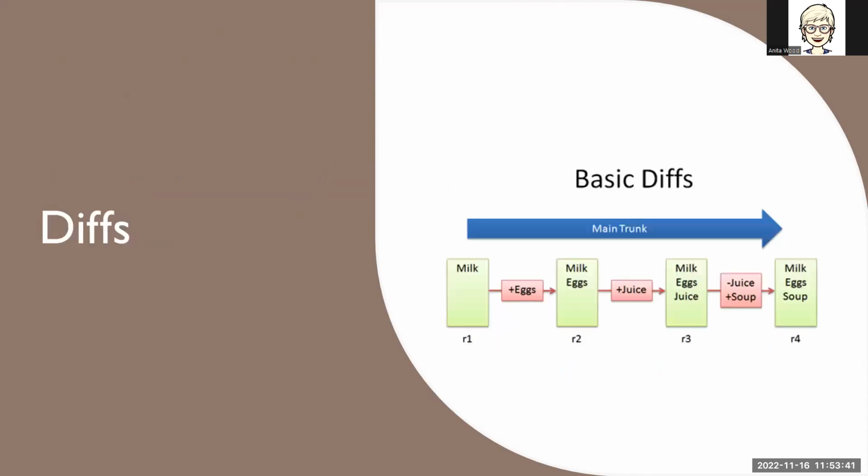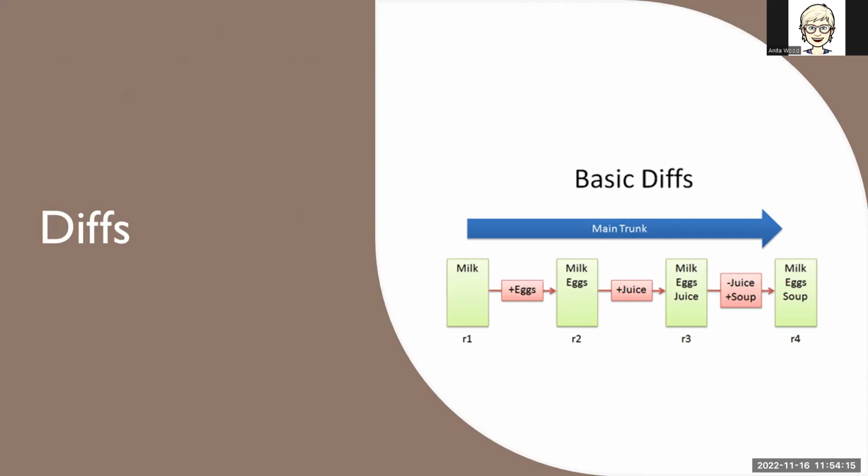Now, something called diffs. The trunk has a history of the changes as the file evolves. Diffs are the changes you made while editing. So imagine you can peel them off and apply them to a file. For example, to go from revision 1 to revision 2, we added eggs. So you can see the diff was plus eggs. Imagine peeling off that red sticker and placing it on revision 1 to get to revision 2.